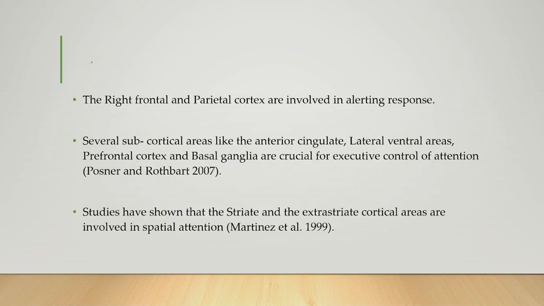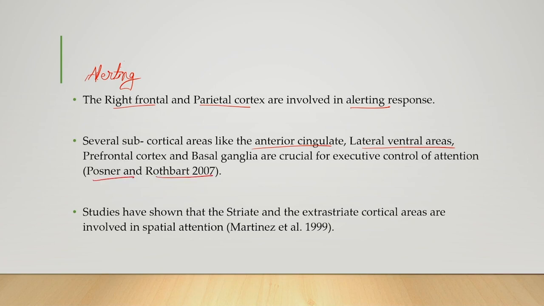Similarly, we have alerting, so the right frontal and parietal cortex are involved in alerting responses. So, on the one hand we have seen orienting, and then we have alerting. Several subcortical areas also, like the anterior cingulate, lateral ventral areas, and so forth, have been found to be crucial for executive control of attention. That is the work of Posner and his group.